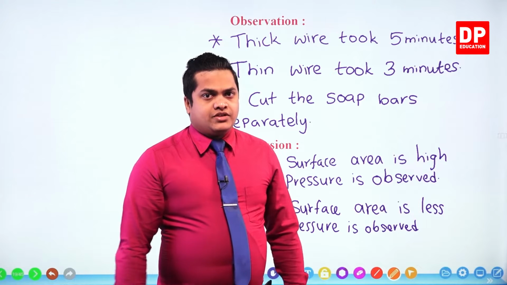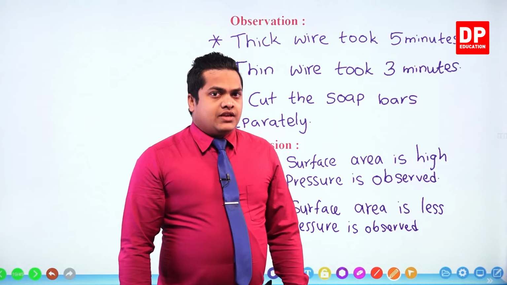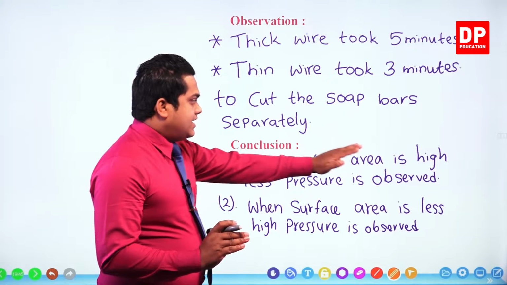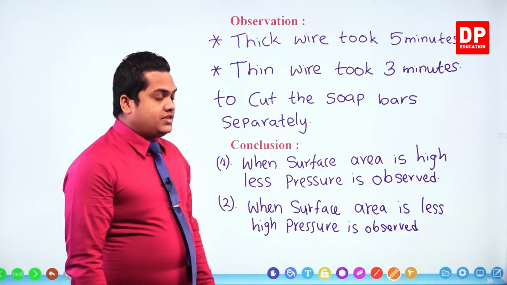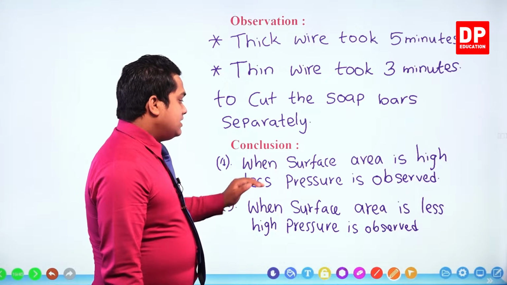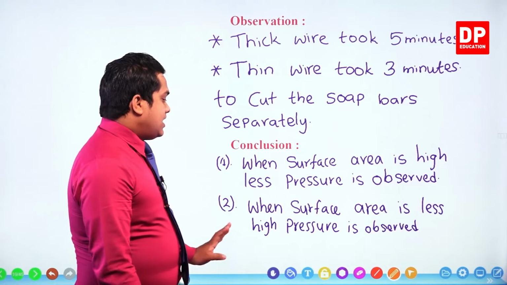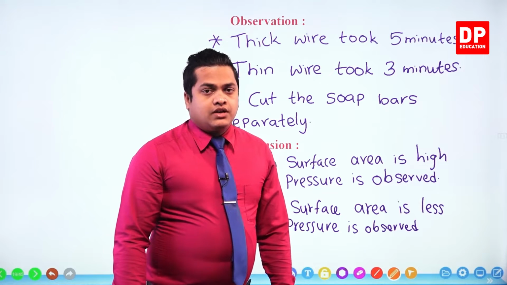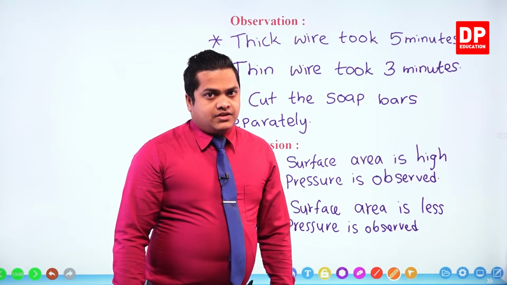So therefore, my dear children, we can finally conclude that when surface area is high, less pressure is observed, and when surface area is less, high pressure is observed. So this is our final conclusion from the activity, right?